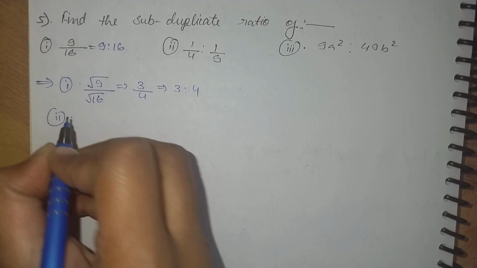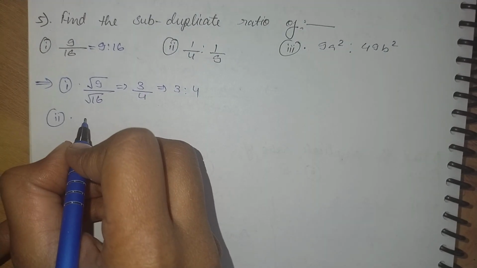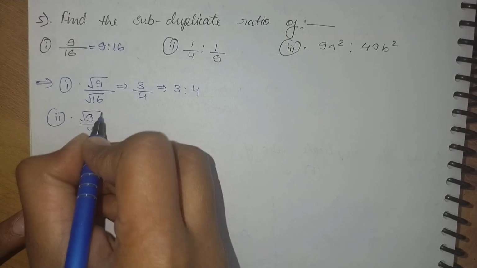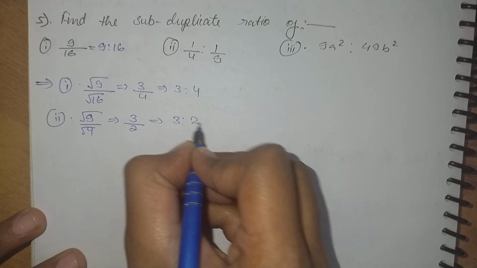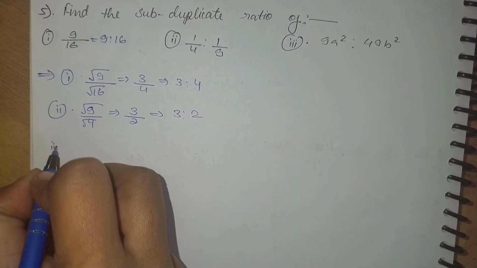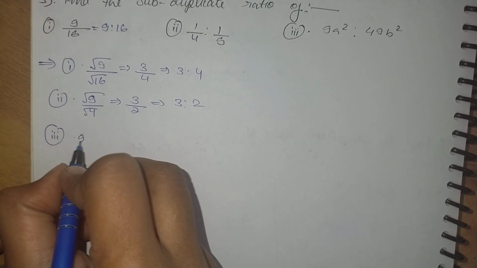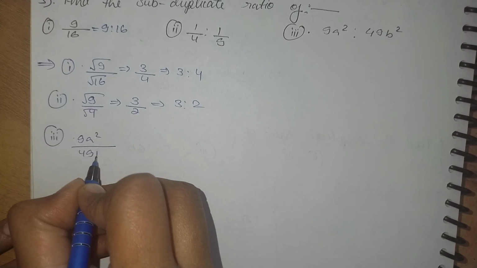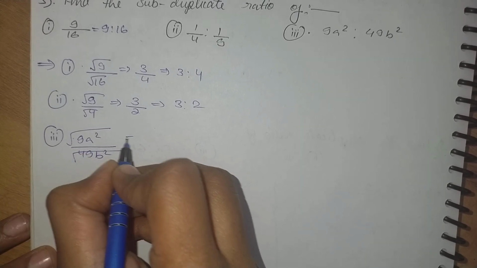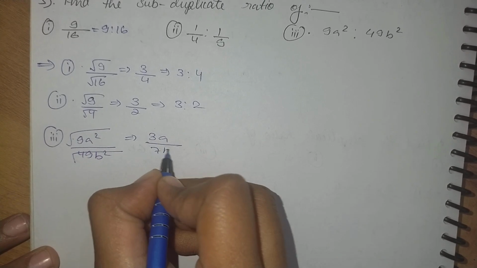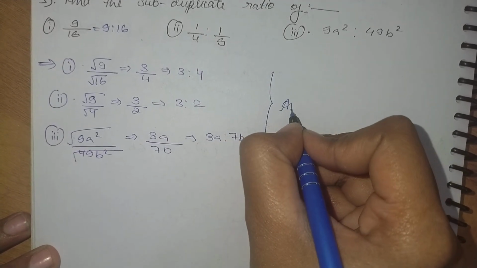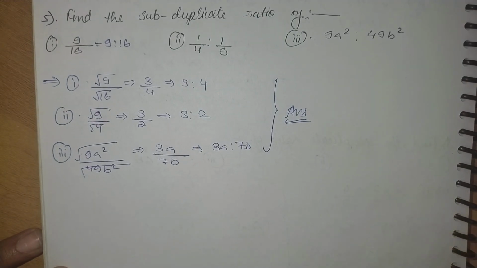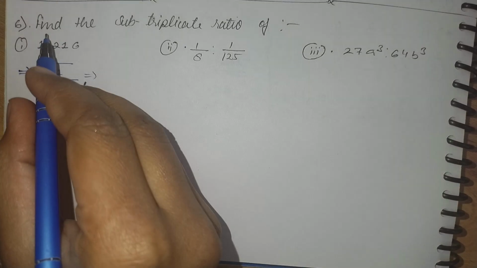If we find for the second part, that is 1 by 4 ratio 1 by 9, that will become 9 by 4. Hence 9 by 4, if we take the under root, here we will get the value 3 by 2. So 3 ratio 2 is the subduplicate ratio of the second part. If we solve for the third part, again 9a square divided by 49b square, if we take the under root of the whole, we will get the value 3a by 7b, which is equal to 3a ratio 7b. Hence, this is the answer of question number 5, all the 3 parts, where we have to find the subduplicate ratio.